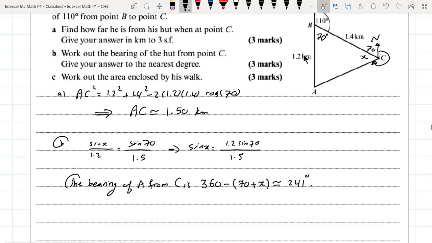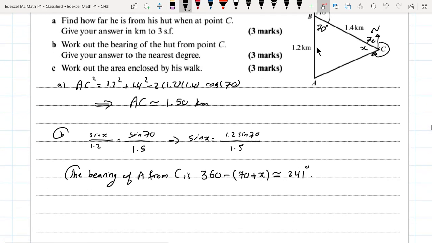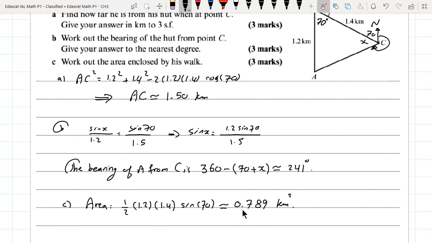C, work out the area of the enclosed walk. Piece of cake, we can say half times 1.2 times 1.4 times sine 70. It will be approximately equal to 0.789 kilometers squared.